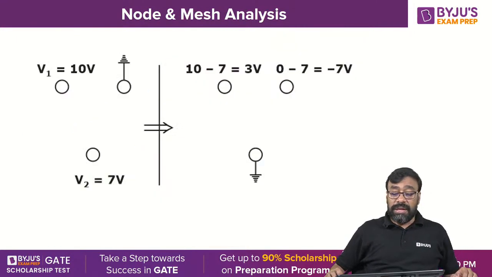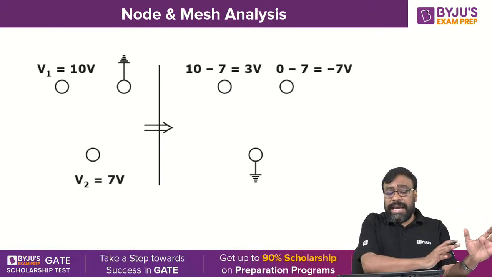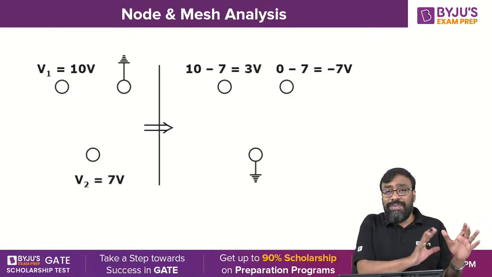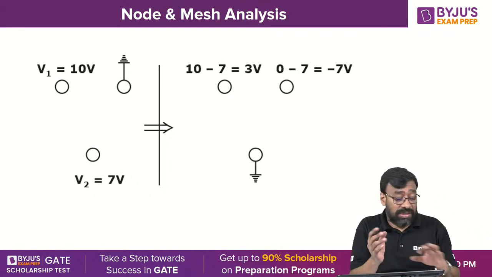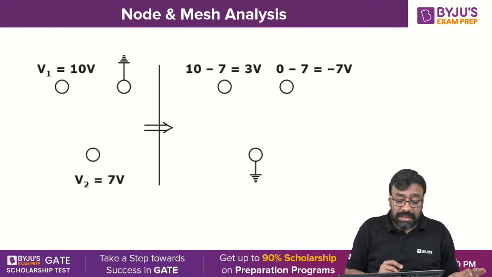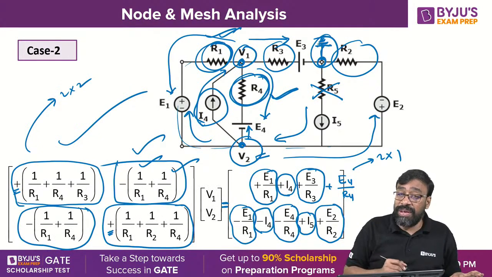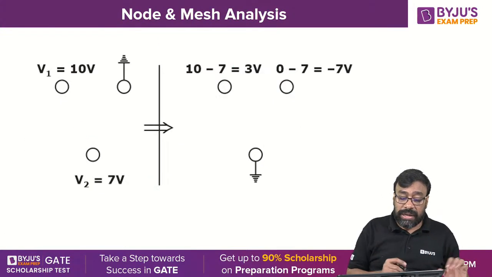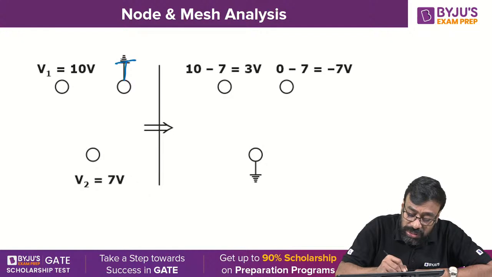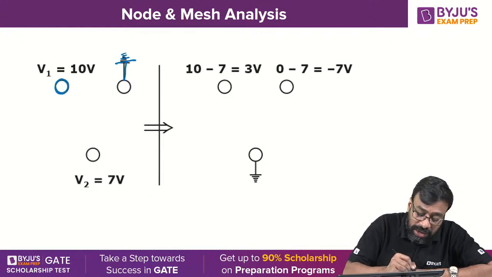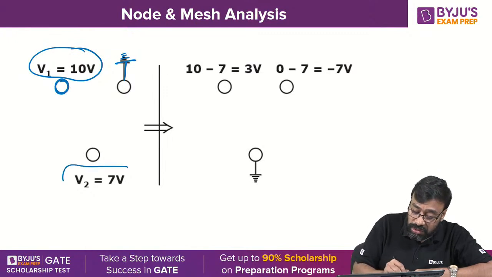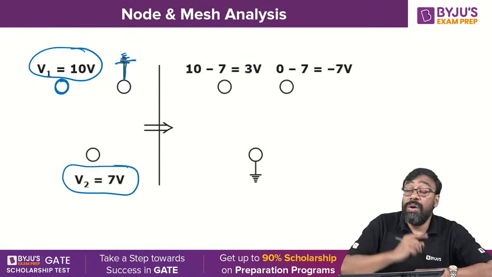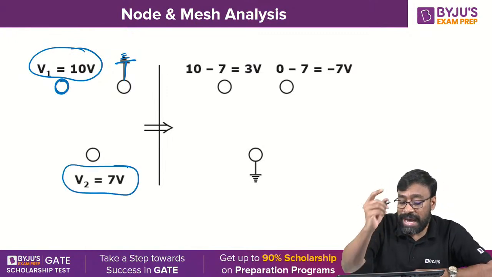Okay. Now, suppose in the first case, I want the voltages by knowing the second case voltages. Means I solve the equations and I found V1, V2 in the second case. By taking this node as a reference node, let us say V1 is equal to 10 volts, assumption, and V2 is equal to 7 volts. What will be V1, V2 values?